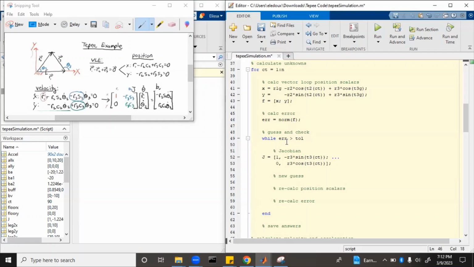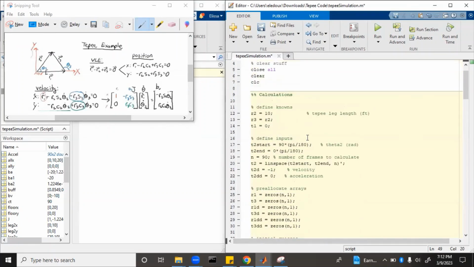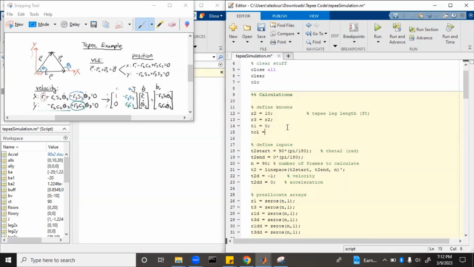So then while error is greater than tolerance, we need to define a tolerance. How close is close enough to 0? It kind of depends on what magnitude of things you're working with. But if you look here, R2 is about 10. We said TP length in feet. So maybe we'll say that our tolerance equals 0.01. That's about a hundredth of a foot. That's probably close enough. So we'll put that there.